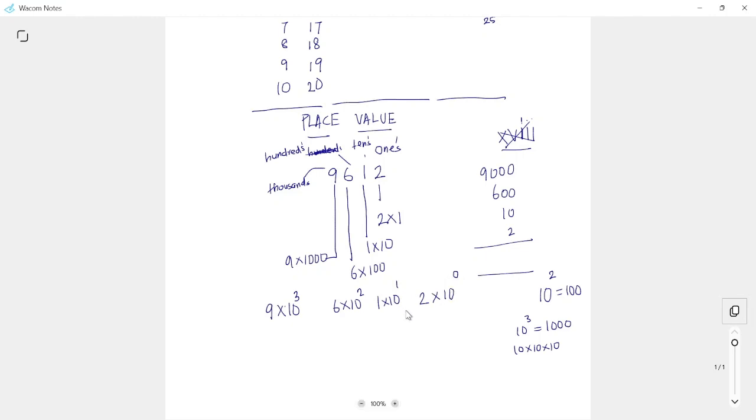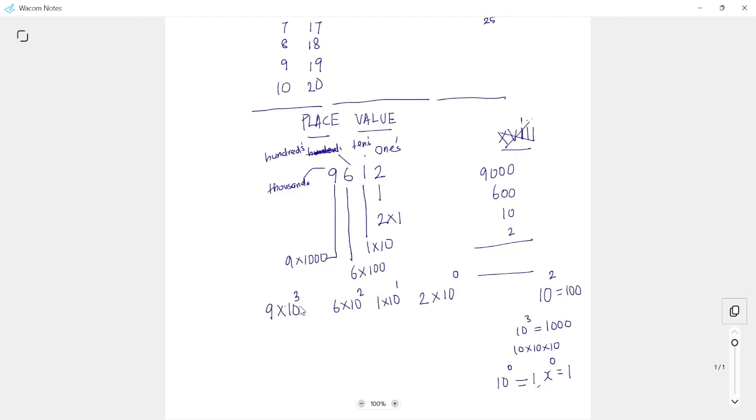So why do I write 10 to the power of 0? Because 10 to the power of 0 means 1. Any number to the power of 0 is 1. If you take any number with a power of 0, that means it is 1. Any positive number.